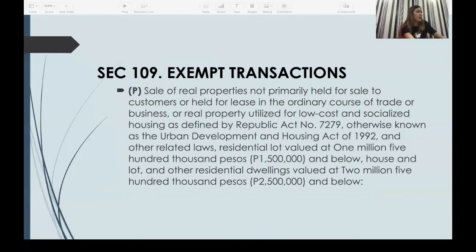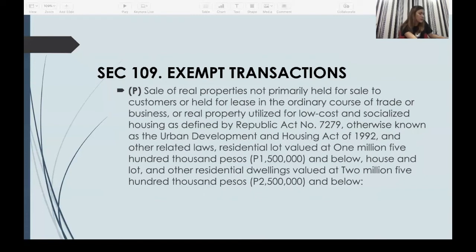Here, sale of real properties not primarily held for sale to customers or held for lease in the ordinary course of trade or business. And another one, real property utilized for low cost and socialized housing as defined by Republic Act number 7279, otherwise known as the Urban Development and Housing Act of 1992, and other related laws, residential lot valued at 1,500,000 pesos and below. House and lot and other residential dwellings valued at 2,500,000 pesos and below.